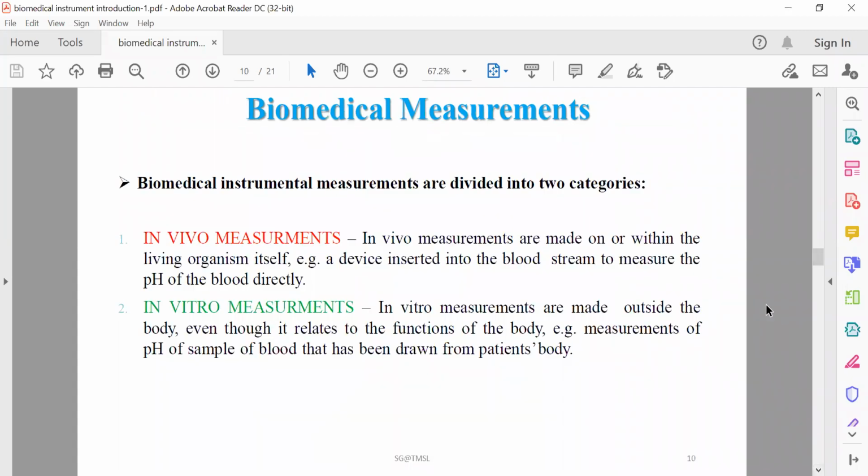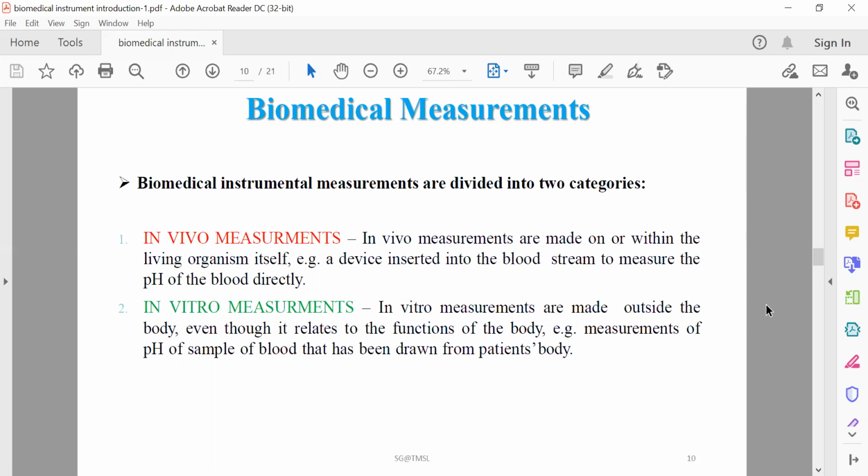Biomedical measurements are basically measurements in which biomedical instrumentation is employed, and they can be divided into two categories: in vivo and in vitro. An in vivo measurement is one made on or within the living organism itself, within the body. An example would be a device that must be inserted into the bloodstream to measure the pH of the blood directly.